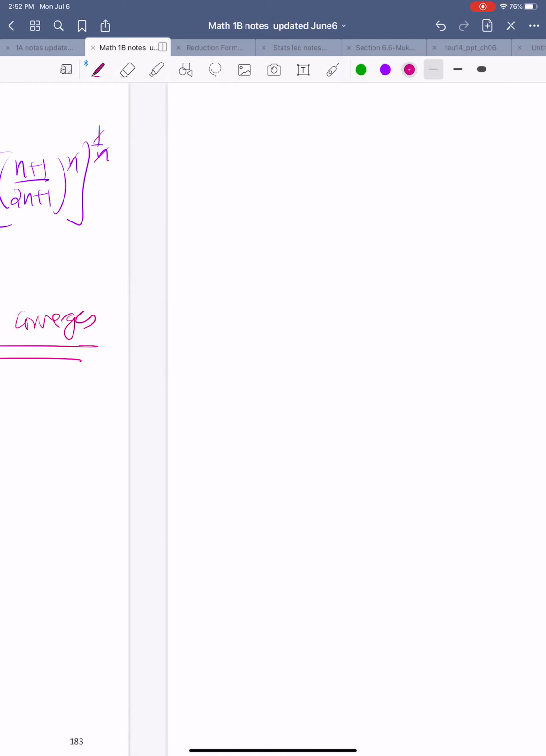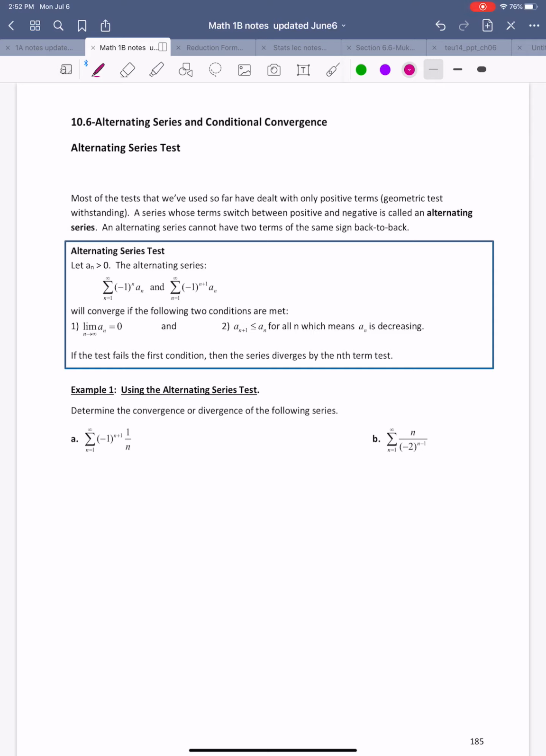Okay, next we have section 10.6. Alternating series and conditional convergence. Alternating series test. Most of the tests we have used so far have dealt with only positive terms, other than geometric series. A series whose terms switch between positive and negative is called an alternating series. An alternating series cannot have two terms of the same sign back to back. An alternating series is expressed as negative 1 to the nth power an, or negative 1 to the n plus 1th power an.